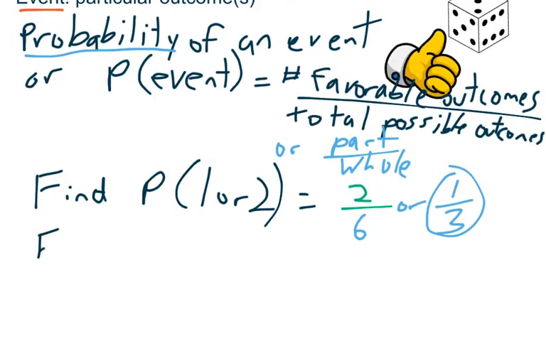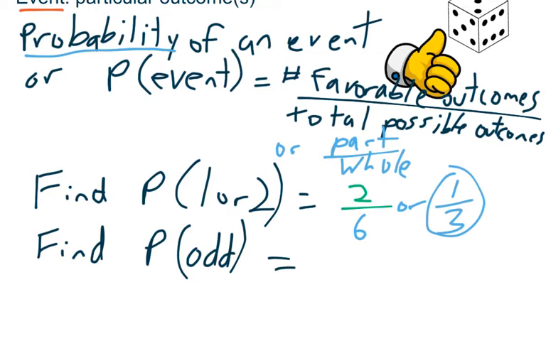Alright, what about the probability of getting an odd number? So I would say capital P parentheses odd. That means the probability of rolling an odd number. Well, how many odd numbers are there? Well, I have a 1, I have a 3, and I have a 5, so that's 3 of them. Out of how many total? Our whole still is 6. There's still 6 total possible outcomes. And then divide by 3, and that equals 1/2.